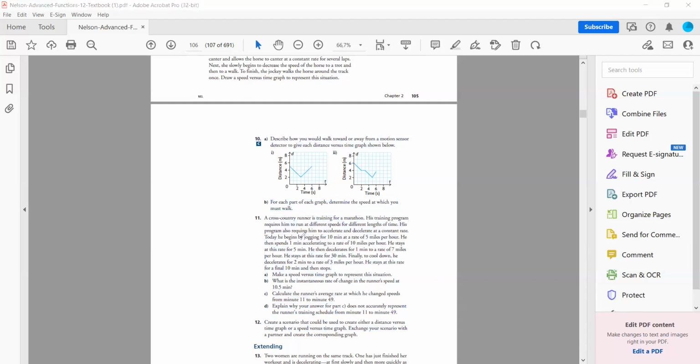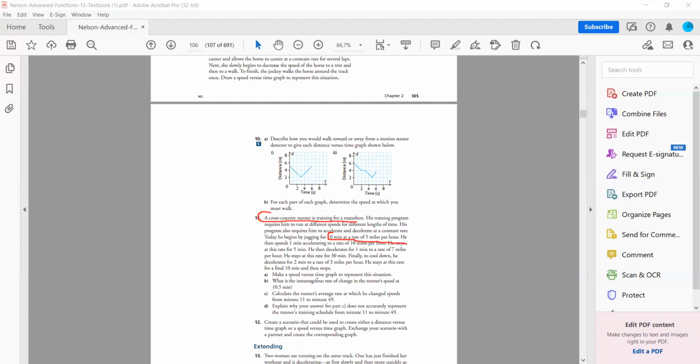Anyway, I'm going to solve 11 and 12 with you together. Just an example. So, a cross-country runner is training for a marathon. His training program requires him to run at different speeds for different lengths of times. His program also requires him to accelerate and decelerate at a constant rate. Today he begins by jogging for 10 minutes at a rate of 5 miles per hour.